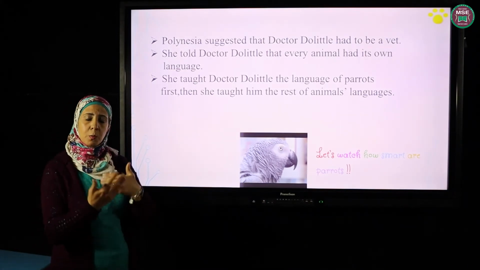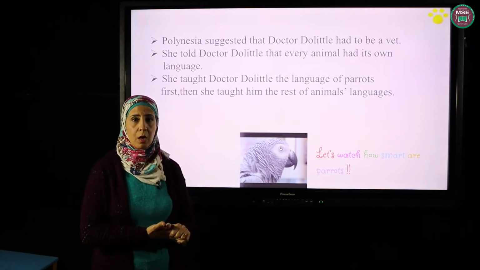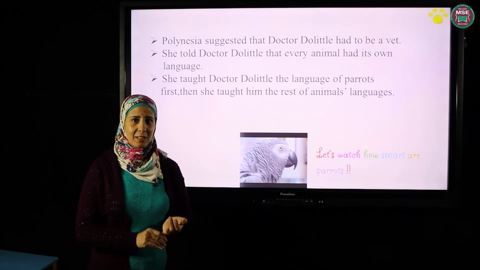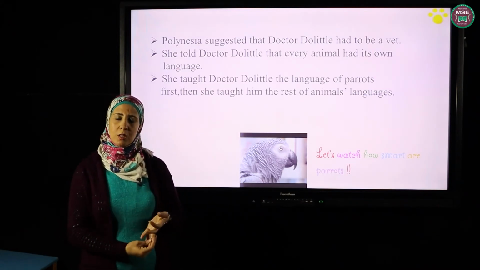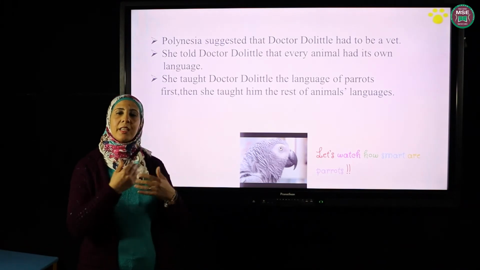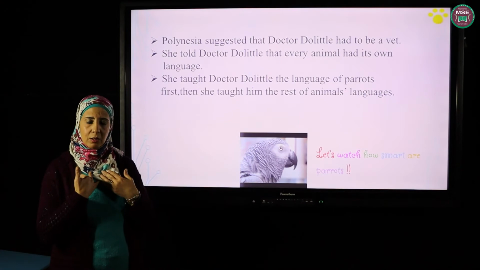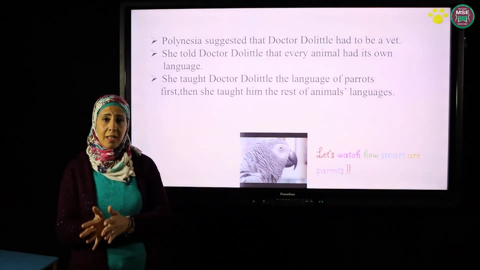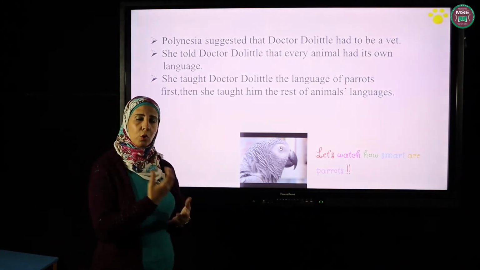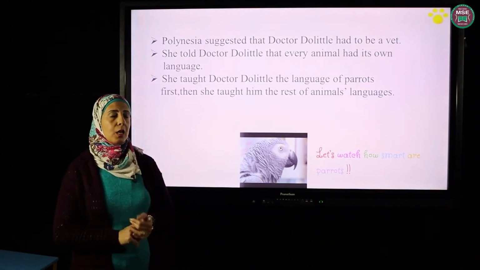Of course, as we speak together, animals also communicate and speak together, but they have their own languages. We don't speak cat's language, we don't speak horse's language, we don't speak parrot's language, but they can understand each other. Also, animals can understand us. If you have a dog or a pet, you can communicate with this pet. If you give him some orders, he can understand you, but he can't speak your language.